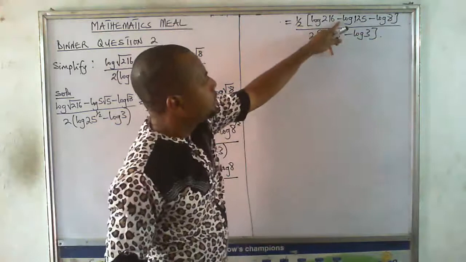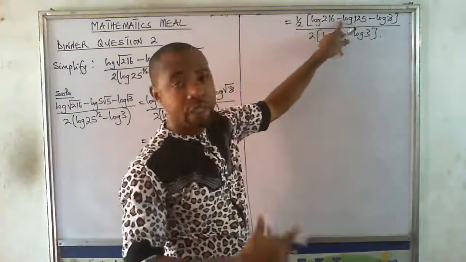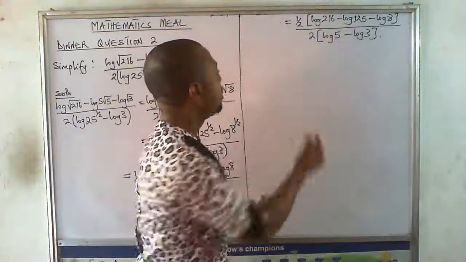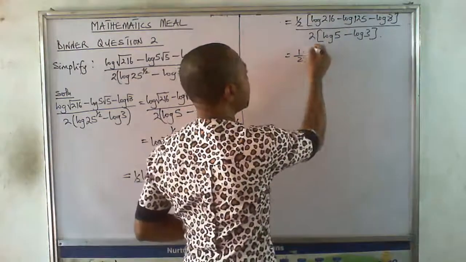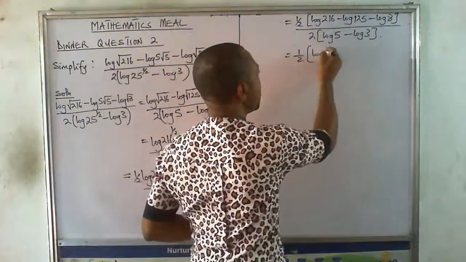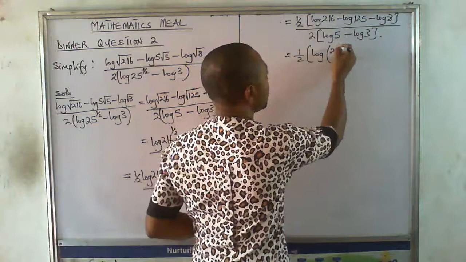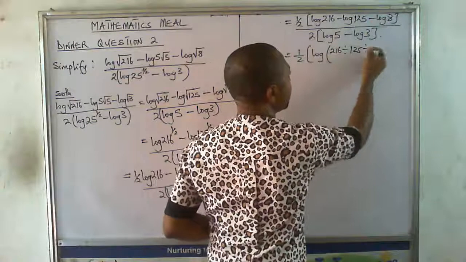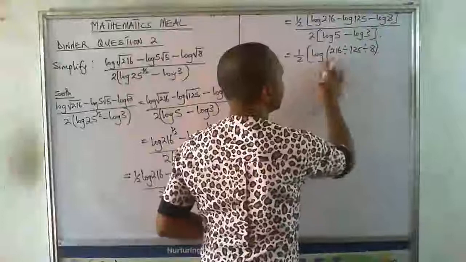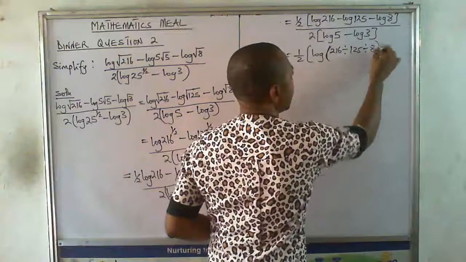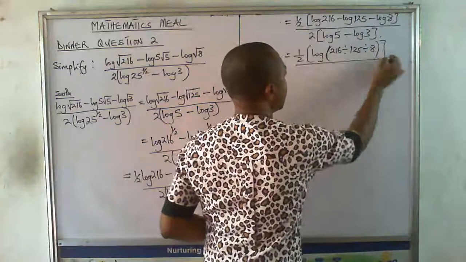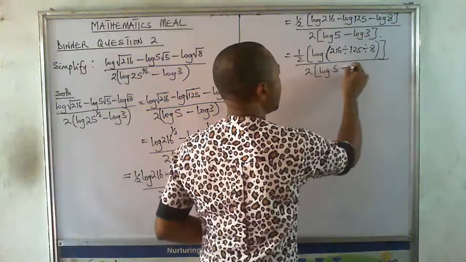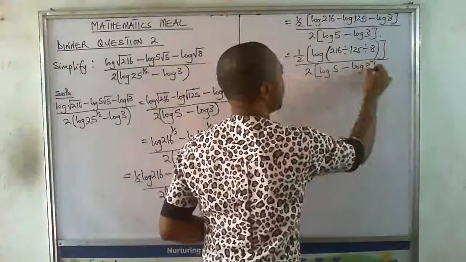So the quotient rule: when we have a negative between 2 logs, we divide the numbers. So we can write this as 1 over 2 into log 216 divided by 125, because of minus again, divided by 8, okay? Divided by 8, divided by 2 log 5 minus log 3.